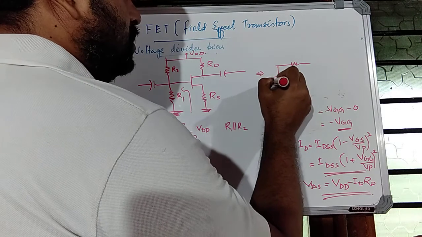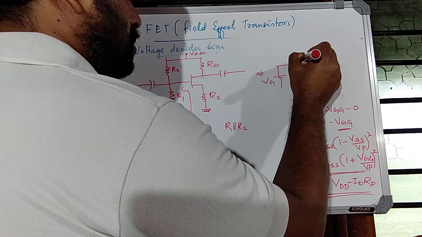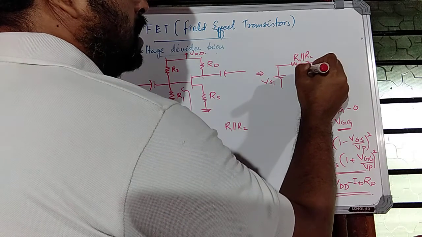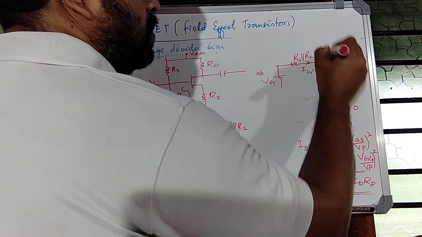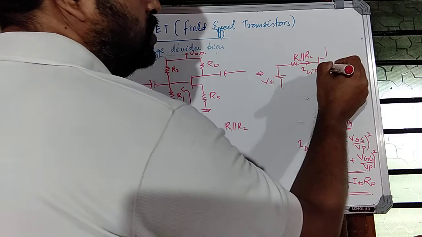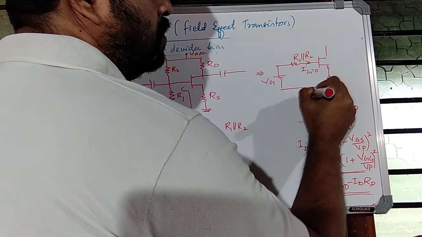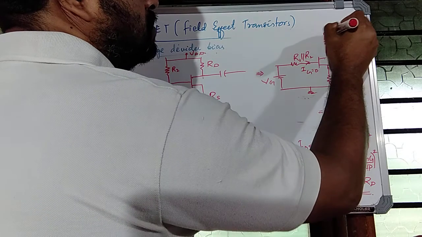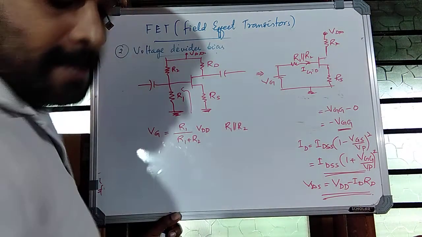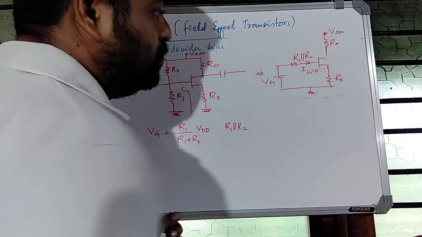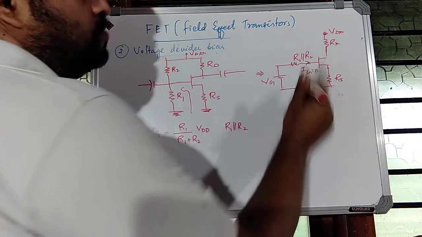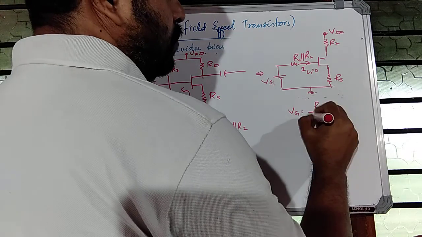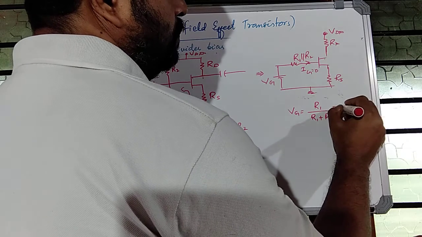This is VG, this is R1 parallel R2. Since gate current IG equal to 0, this voltage will be equal to VG. This is RS, drain resistance RD, and this voltage is VDD. Okay. So in this circuit, since gate current IG is equal to 0, VG will be equal to R1 divided by R1 plus R2 into VDD.